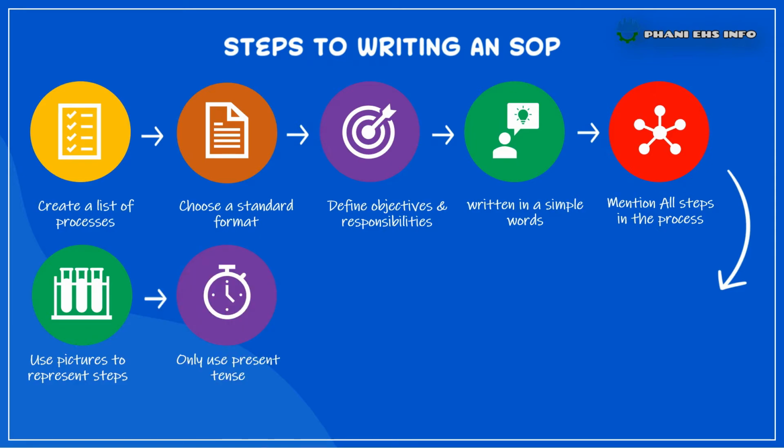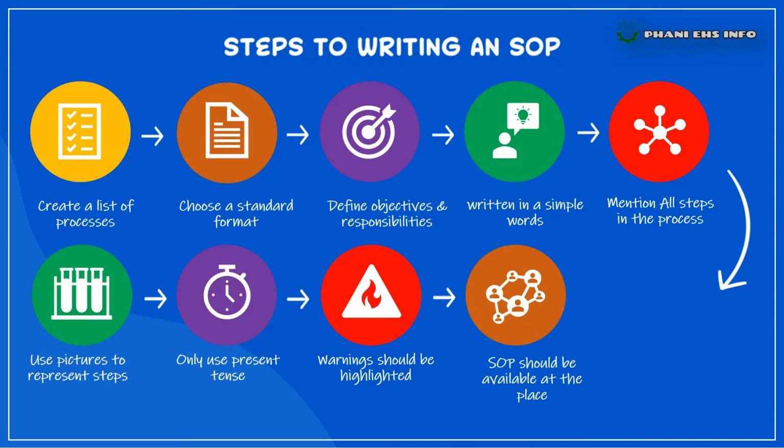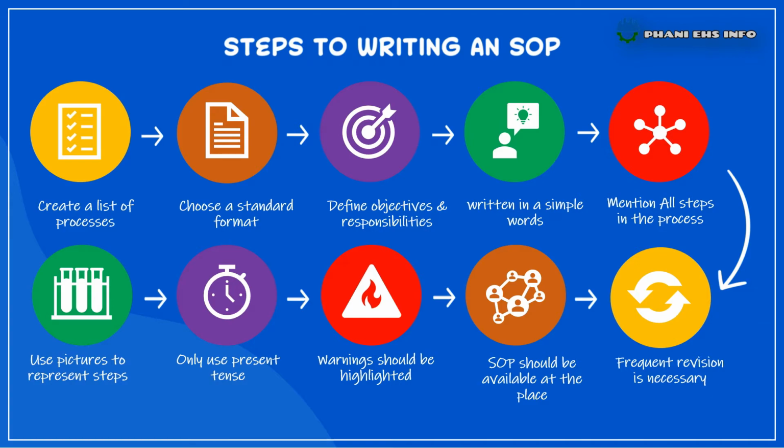Seventh one, only use present tense, do not use the word maybe. Eighth one, warnings and precautions should be highlighted. Ninth one, SOP should be available at the place where the work is done. And last one, frequent revision is necessary if there is any process or equipment change or modification.